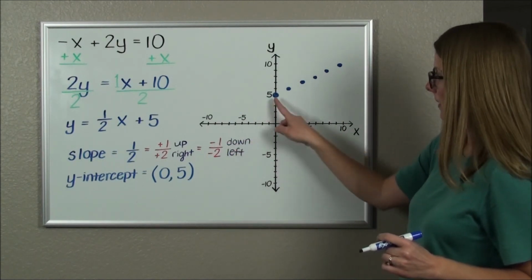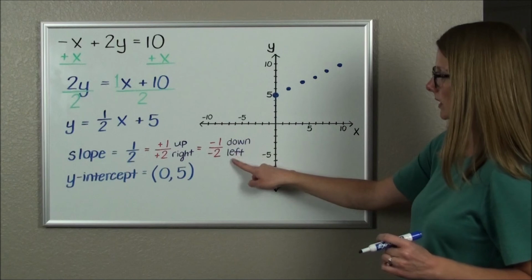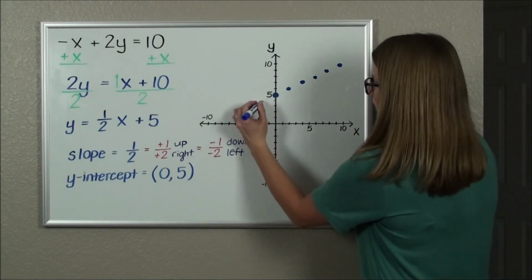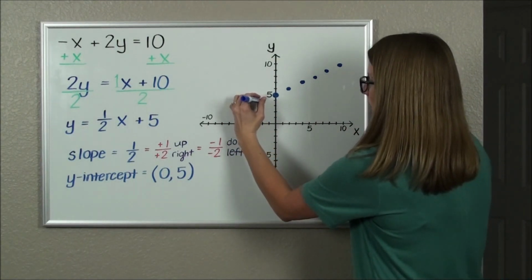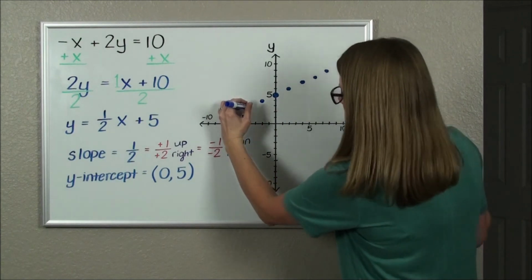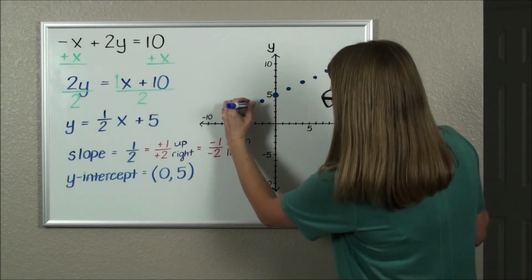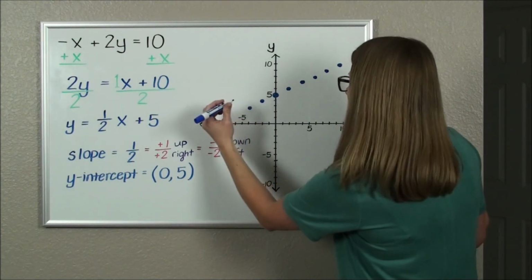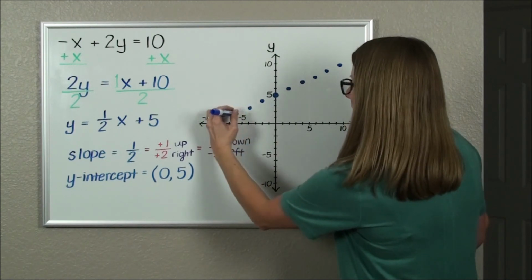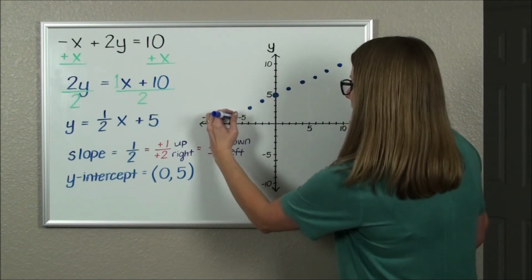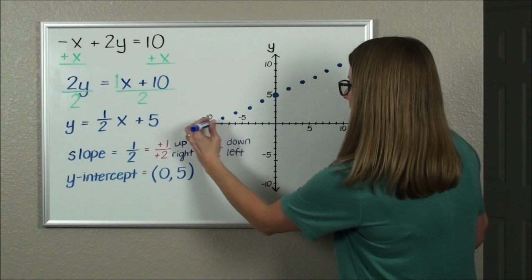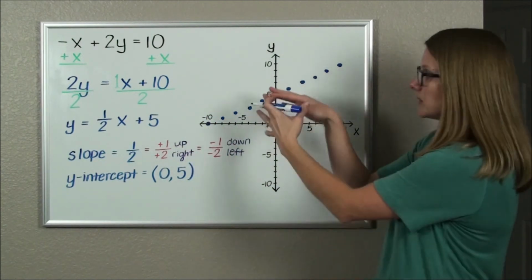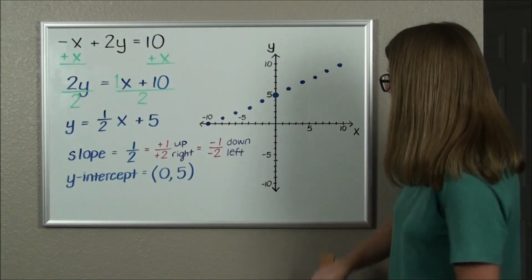We can instead, from that initial point, go down 1, left 2. So down 1, left 2 would put us here. I can go down 1, left 2 again. Down 1, left 2, as many times as you need to fill in that space.